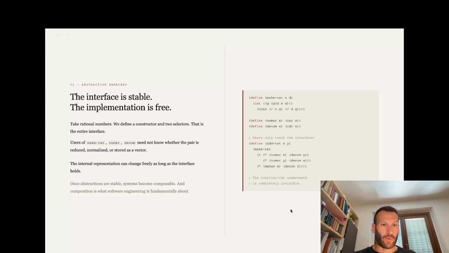Take rational numbers, for example, where we define a constructor and two selectors. That is the entire interface. Users of make-rat, numer, denom need not know whether the pair is reduced, normalized, or stored as a vector or as a pair. Sorry. The internal representation can change freely as long as the interface holds. So once abstractions are stable, systems become composable. And composition is what software engineering is fundamentally about.